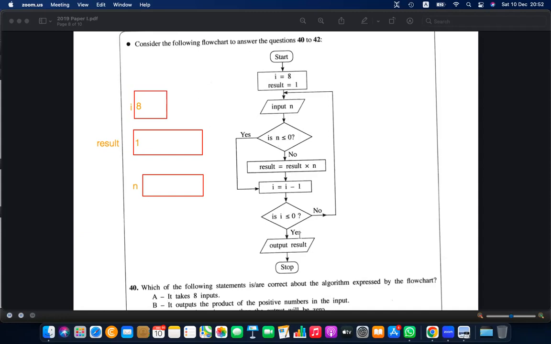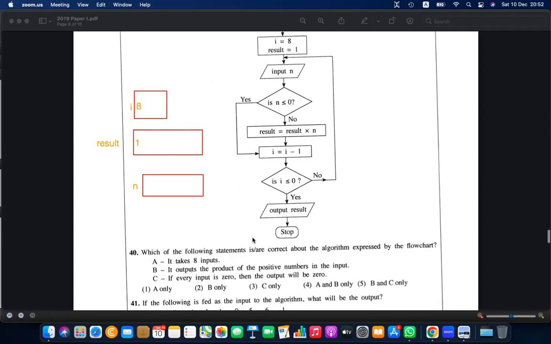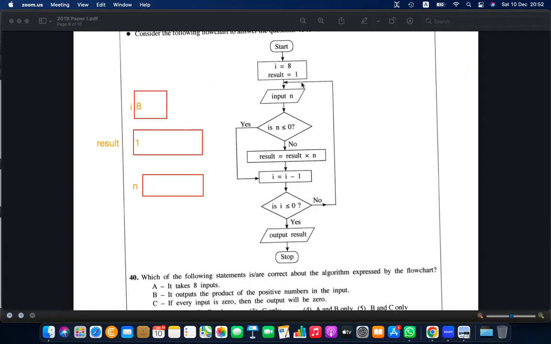Okay, let's see what will happen. So what are the answers given? The answers, it takes 8 inputs. Is it 8, 7, 6, 5, 4, 3, 2, 1, right? Then after that 0, but when it becomes 0, it terminates. Therefore, it takes 8 inputs, correct?